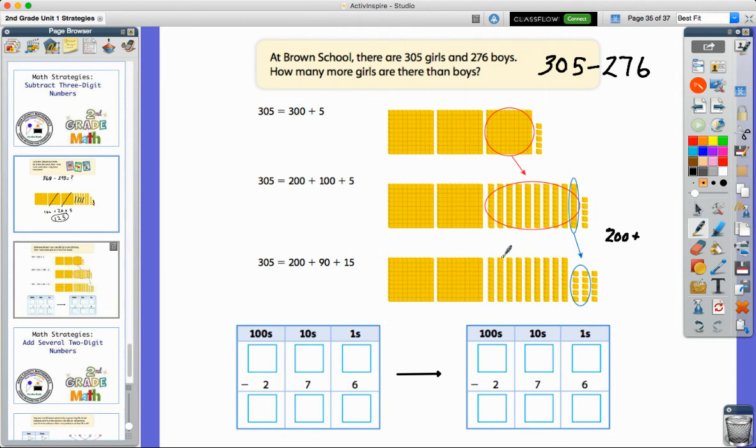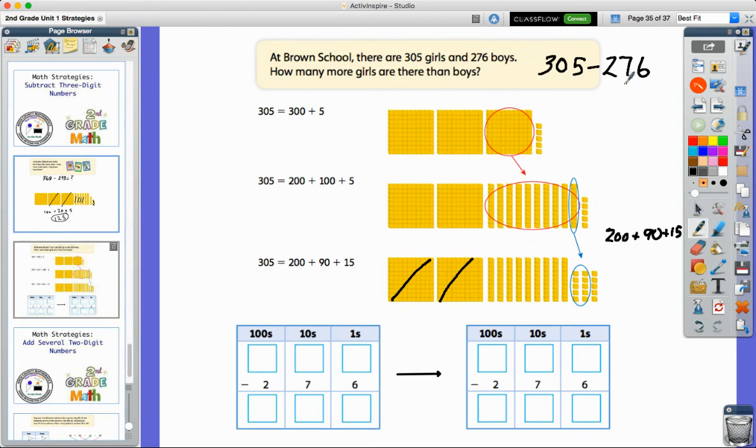Plus 10, 20, 30, 40, 50, 60, 70, 80, 90 in the tens place. And then we had a group of 10 and 5, so that would be 15. Now, can I take away the 276? Absolutely. So I could take away, I'm going to use my little thing to mark it off over here. I can take away the 200s.